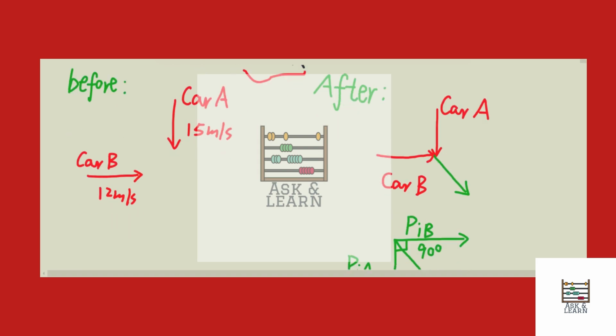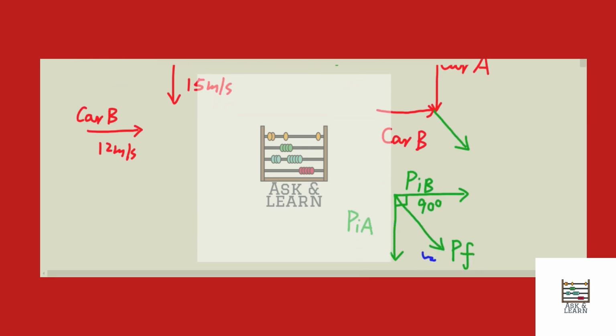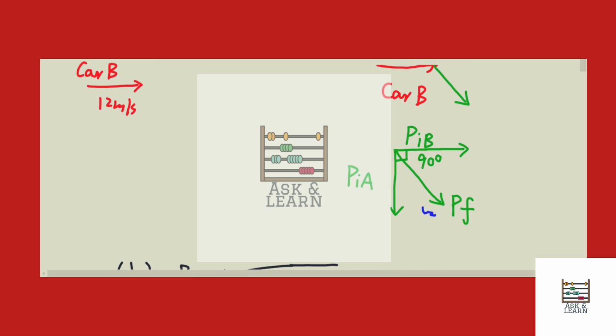If I use momentum to describe the motion, it should be something like this: PIB is the initial momentum for car B, and PIA is the initial momentum for car A, and their final momentum should go along this direction, which is the blue line here. PF is the final momentum, and the angle between car A and car B is 90 degrees.